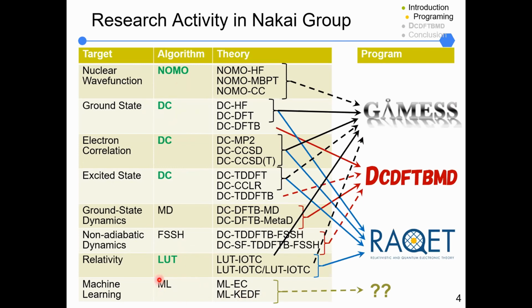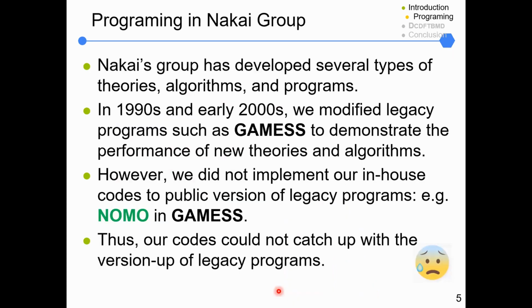And recently, we are working on machine learning techniques, so machine learning electron correlation and the kinetic energy density function. So at this moment, we have no name for this one. This is written in Python language. Okay, in the 1990s and early 2000s, we modified the legacy program, such as GAMESS, to demonstrate the performance of our new theories and algorithms. However, we didn't implement our in-house code into the public version of the legacy program. For example, NOMO in GAMESS. Thus, our code could not catch up with the version of the legacy program.